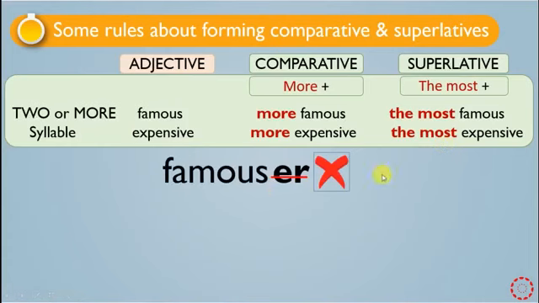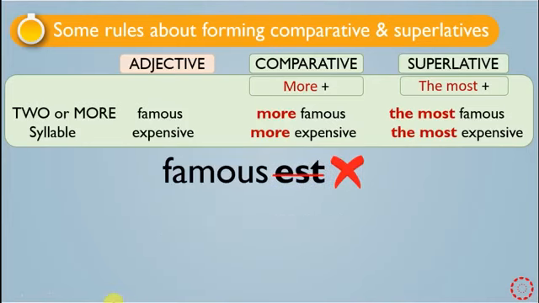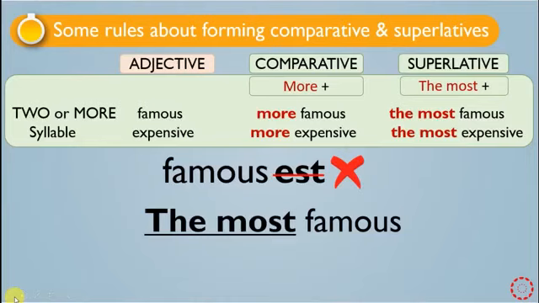We cannot say famouser. This is wrong. We say more famous. Why? Because famous has two syllables. And also we cannot say famousest. This is wrong because famous has more than one syllable. We say the most famous for the superlative form.